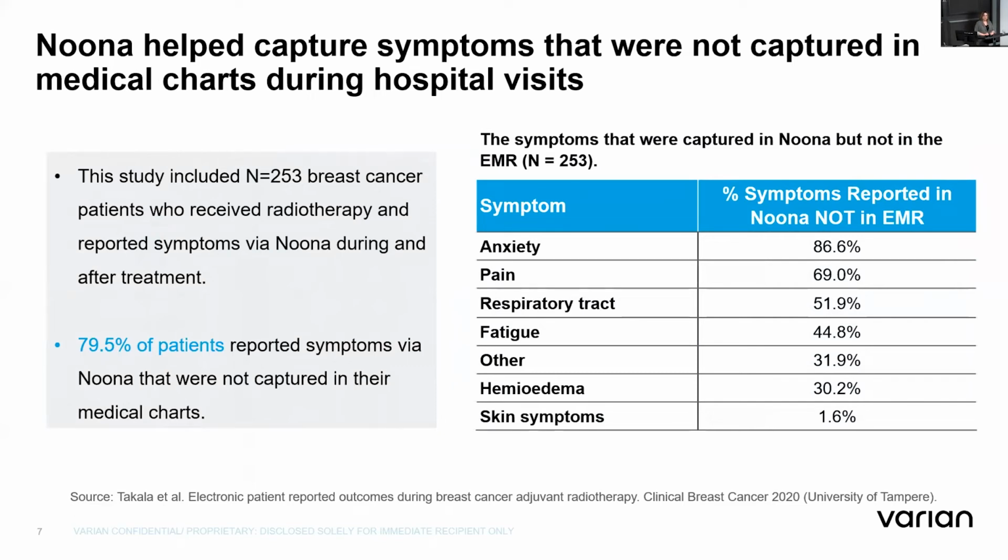What we can see here is more Nuna-specific data that shows that some symptoms were reported in Nuna. So using the mobile application, the patients were reporting those symptoms, and the clinics didn't know about those symptoms in the EMR, meaning that the patients were not reporting those when seeing the doctor. We see here the first in the list is anxiety, and we see basically that 86% of the patients were feeling anxiety. They were reporting it in Nuna, but they were not talking about it at the clinic.